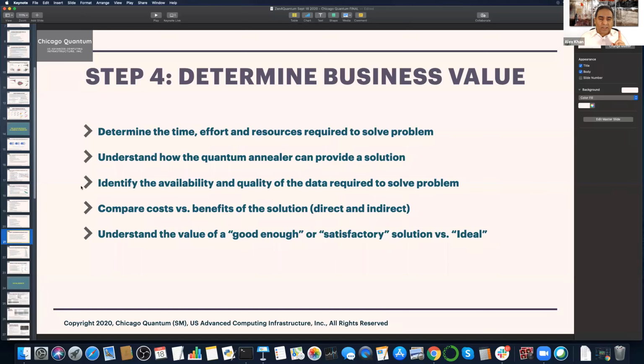Another important thing we learned is there's a difference between the value of the ideal solution, which might be just one value, and the value of many solutions that might be very good answers. So just think about that. All right, Jeff, next.